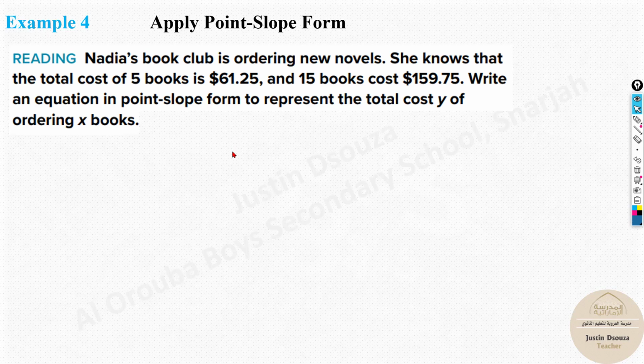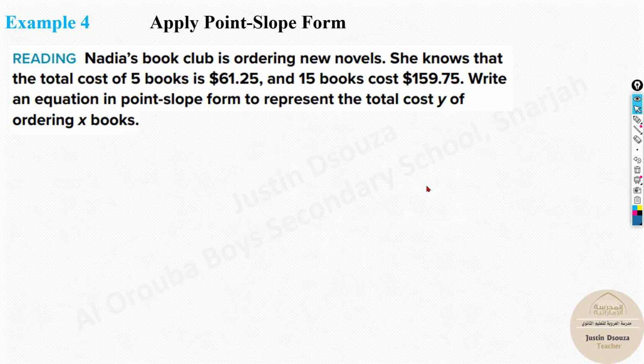Here we have a real world problem, but when I'm looking, I can see 5 books, so many dollars, 15 books, so many dollars. This is x, y, x, y. Let's read the problem now. Nadia's book club is ordering new novels. She knows that the total cost of 5 books is $61.25 and 15 books cost $59.75. Write an equation in point slope form to represent the total cost y of ordering x books.